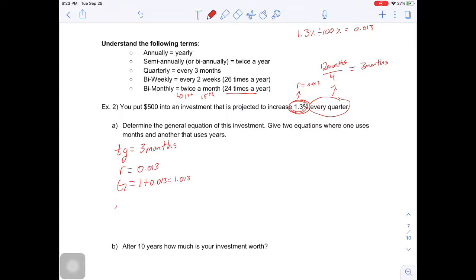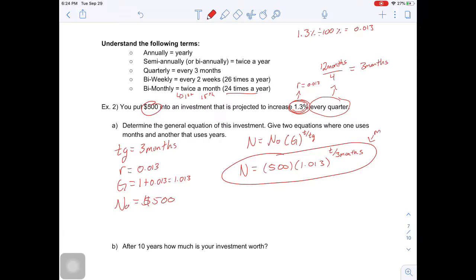Now, what was your original value? Well, you originally put $500 in. And now from there, we can plug all these values in. Here will be your original amount, your growth amount, and the growth time. So it'll be N equals your initial amount, $500, times 1.013 to the power of T over 3 months. So this is your general equation for months.